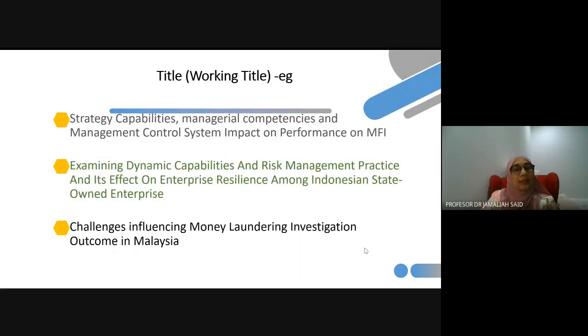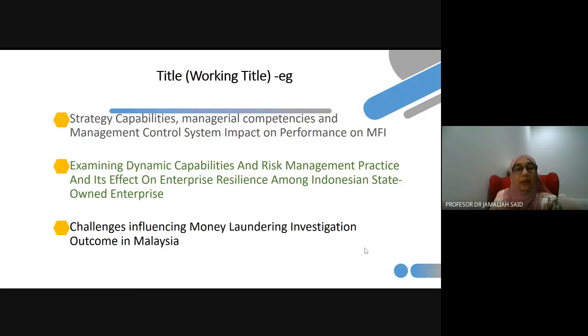Next example is strategic capabilities, managerial competencies, and management control system impact on performance of microfinance institution. Okay, so we know that this study is trying to examine whether, if the microfinance institution has good strategic capabilities, managerial competencies, and management control system, this will affect the performance of MFI.